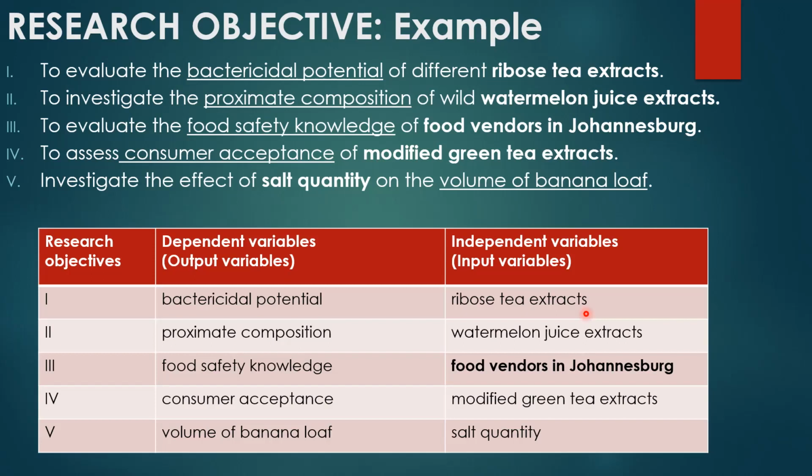So that is the variable that I'm going to take into the experiment. And the volume of banana loaf will become my dependent variable, because that is the variable that I'm going to measure after the experiment. So you see, it doesn't mean that the dependent variable always comes first and the independent variable comes second. That's why I'm warning you not to get a false pattern.